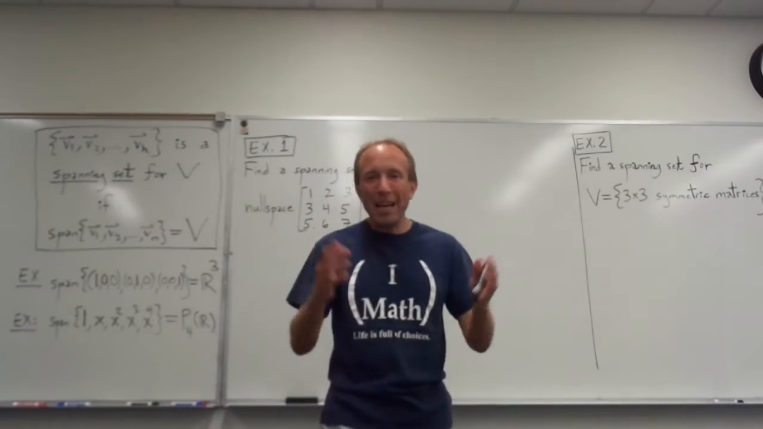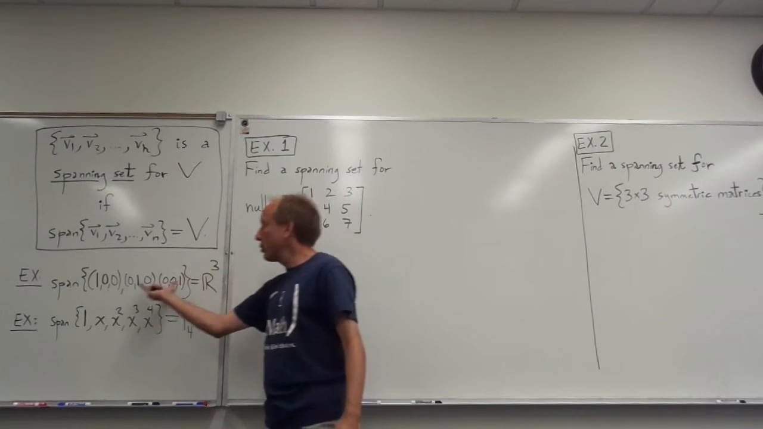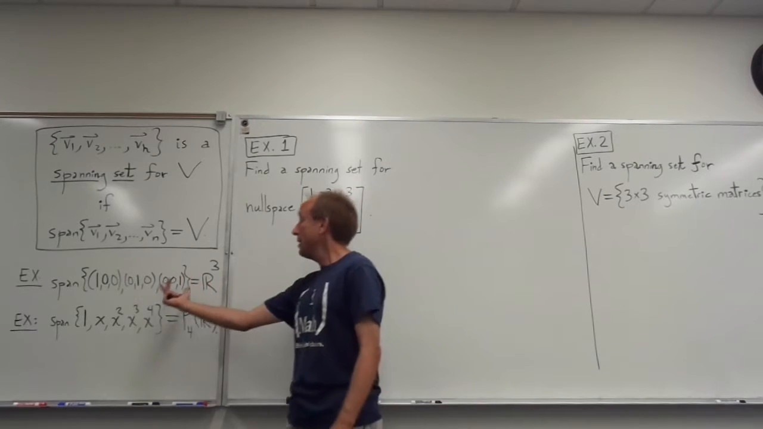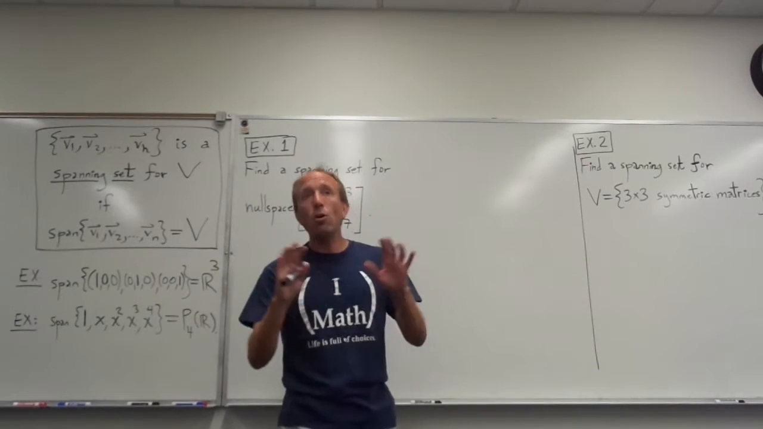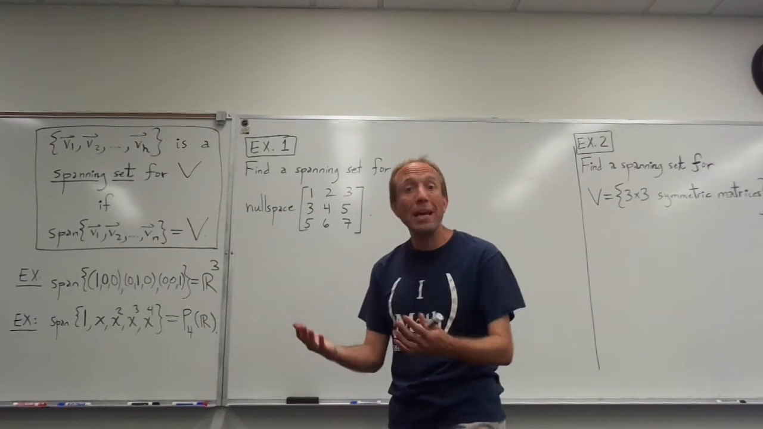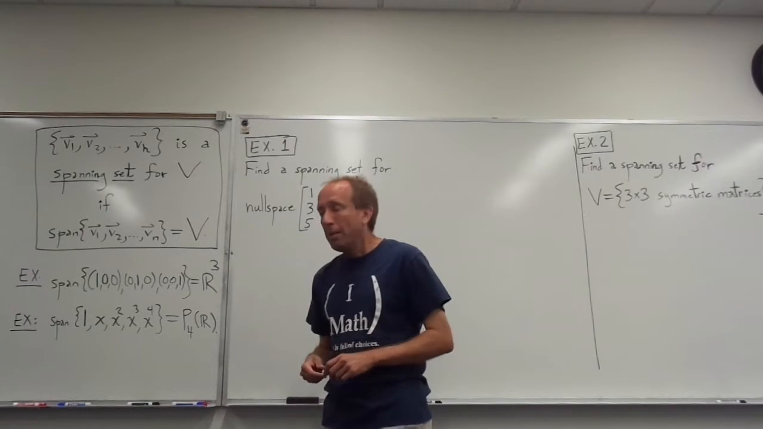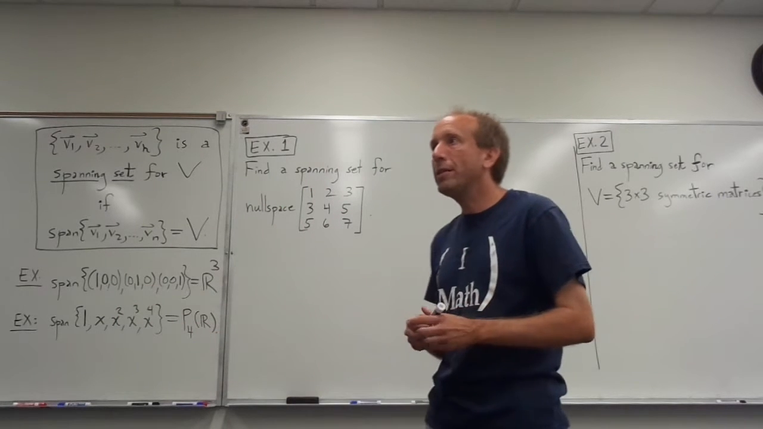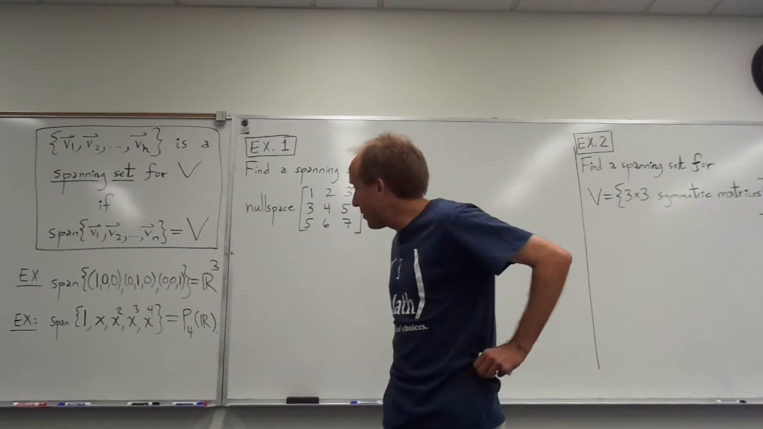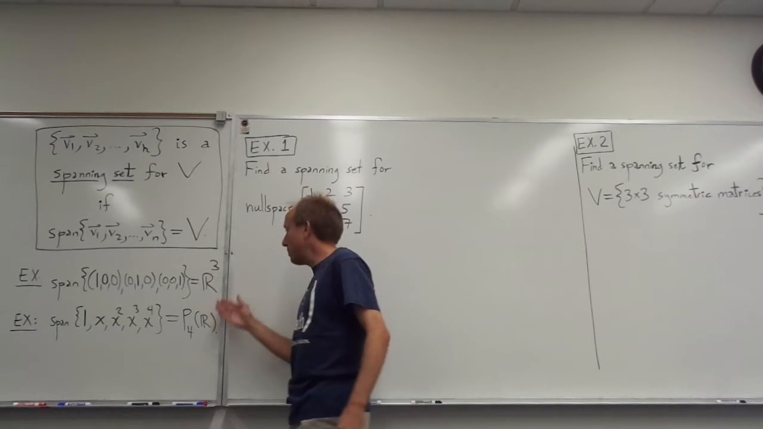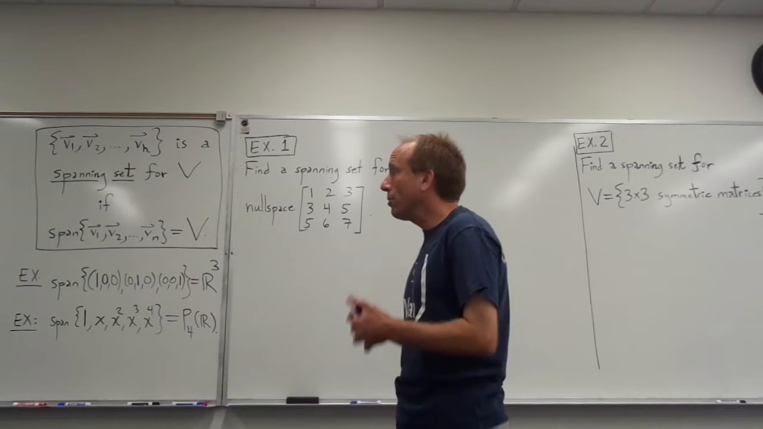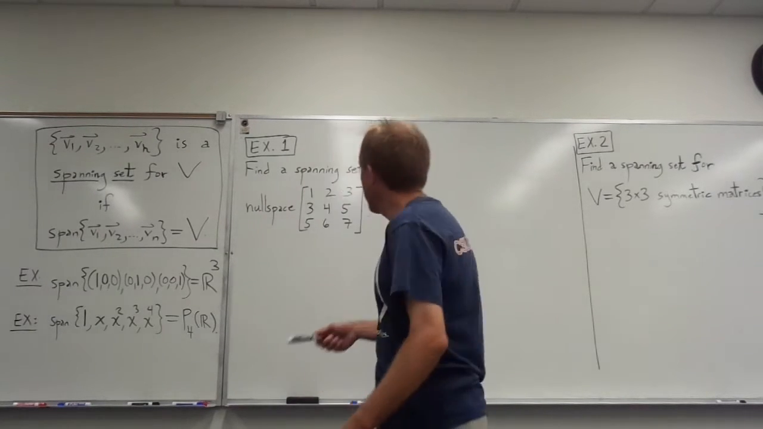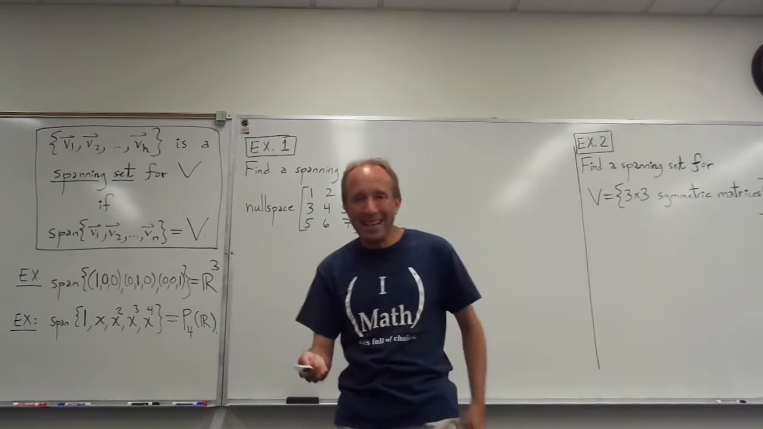If I ask you for a spanning set for R3, here's a good one to use. If I ask you for a spanning set for P4 of R, here's a good one to use. It's not the only choice. There can be many different spanning sets for a vector space, but these are the natural ones here. Now, sometimes our vector space is not quite such a standard vector space. So instead of Rn or Pn of R, we might be looking at a different kind of vector space and be asking for a spanning set. So I just want to run through a couple of examples of that nature for you.